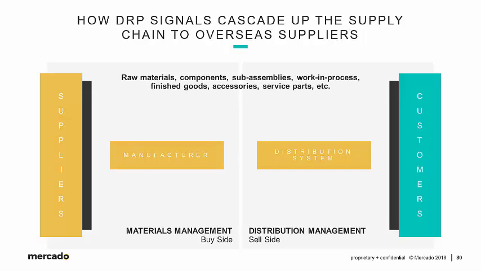In section 14, we're going to continue to illustrate in greater detail how DRP signals cascade up the supply chain to overseas suppliers. And to begin to do that, we're going to bring back an old friend from previous slides, which talks about the integration, as we know, of the sell side of the supply chain with the buy side of the supply chain, bearing in mind that we're talking about finished goods in an omni-channel environment.